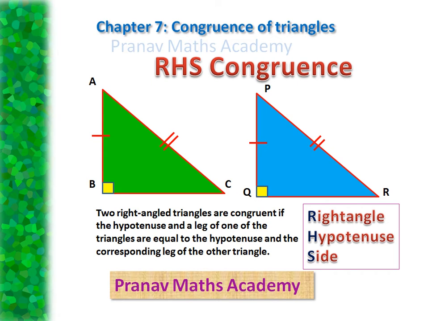RHS congruence. Here two right angle triangle are given. Here hypotenuse and one leg is same. If it is so, this belongs to RHS congruence.